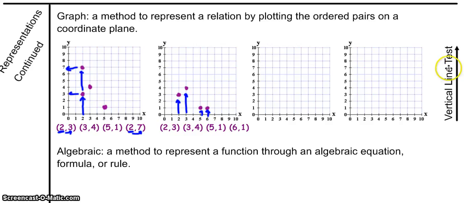We can also use something called the vertical line test to see this. The vertical line test states that if you take a vertical line and drag it across your graph, it represents a function if the vertical line only hits 1 point at a time. As you can see, as I'm dragging it across, it's only hitting 1 point there, 1 point there at a time. So that's a function.